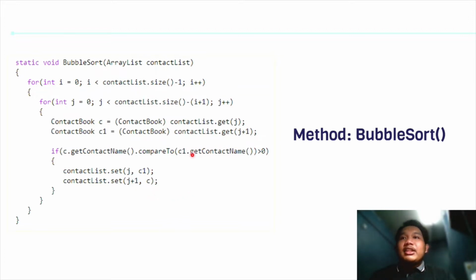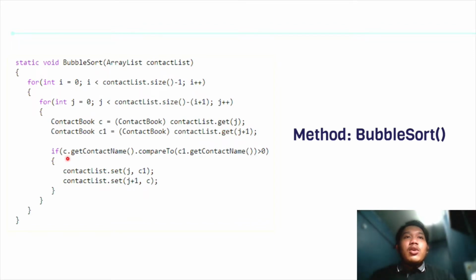So the next method is bubble sort, which is static void bubble sort with the parameter array list, contact list, and the return type is void. First things first, we're going to use a nested loop. And we create objects from the contact book, which are C and C1. C we cast from the contact list, which is our array, and assign it, we get the value from the J, and next is the J plus 1.